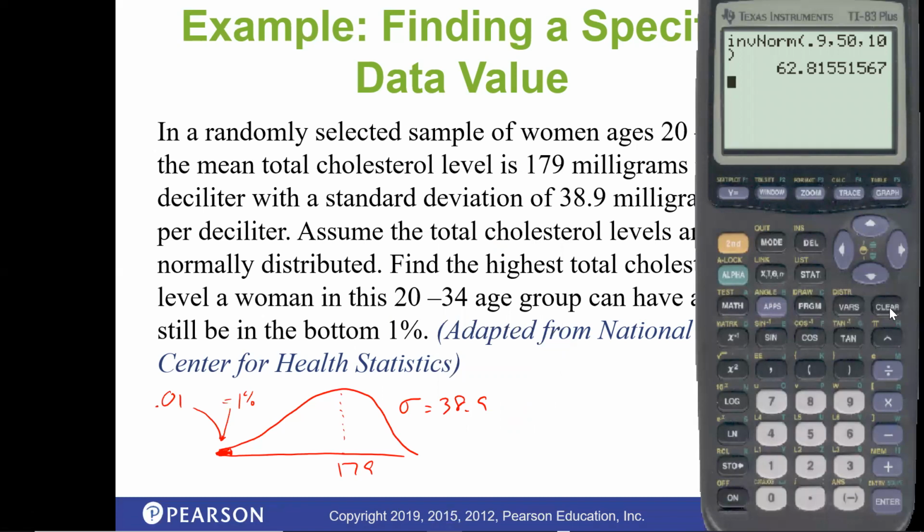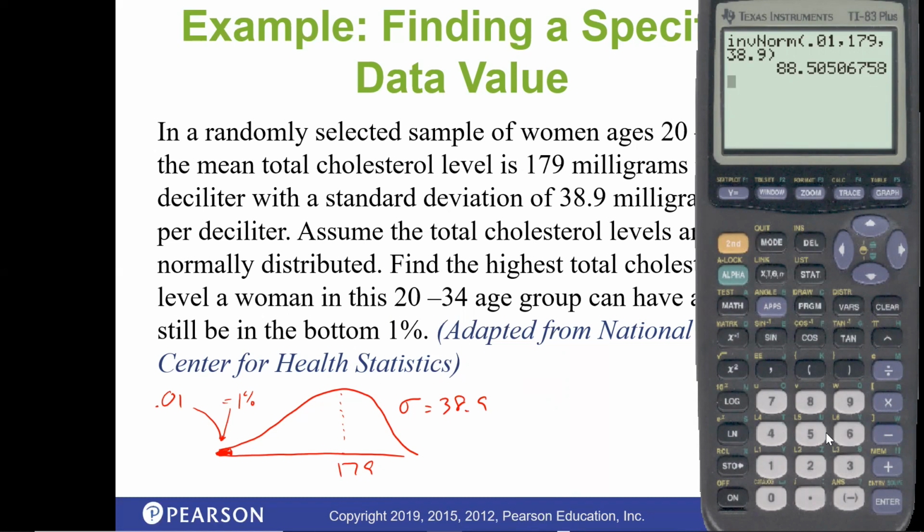All right, so inverse of the normal distribution. Ding, ding. Number 3. I'm going to be at the 1% mark of a mu of 179, standard deviation of 38.9. Click enter, click done. I got an 88.5. That's what I have there. But what's the final answer? So what is the highest that they can have?